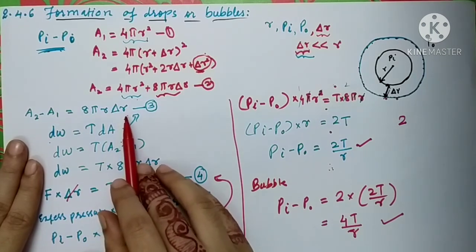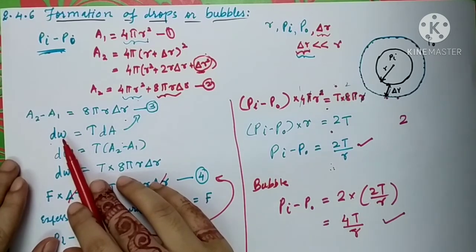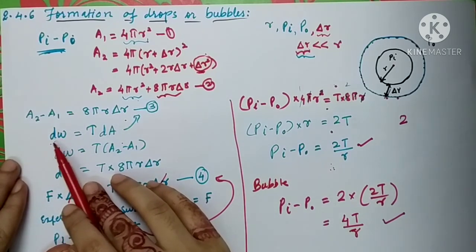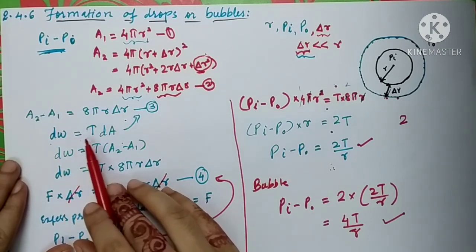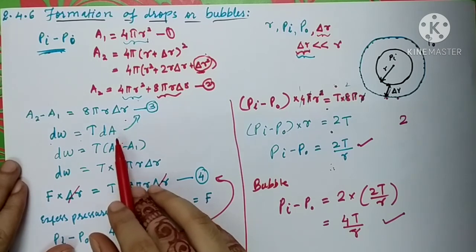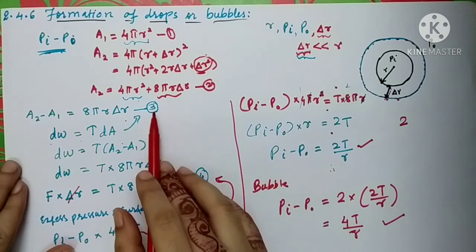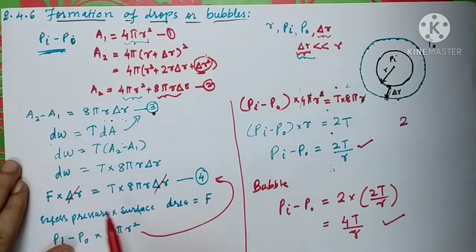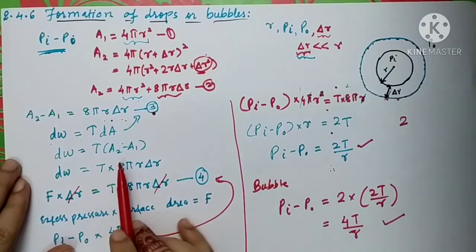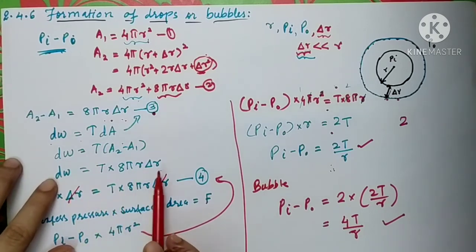Then after that, let's find out the work done to increase the surface area of a liquid drop. dW is equal to, from the definition of surface tension, we all know that dW is equal to T into dA, where dA is nothing but A2 minus A1. And A2 minus A1, we are already having the expression of it. It is 8 pi r delta r. So substitute the value of increased area. We are going to get the work done dW as T into 8 pi r delta r.